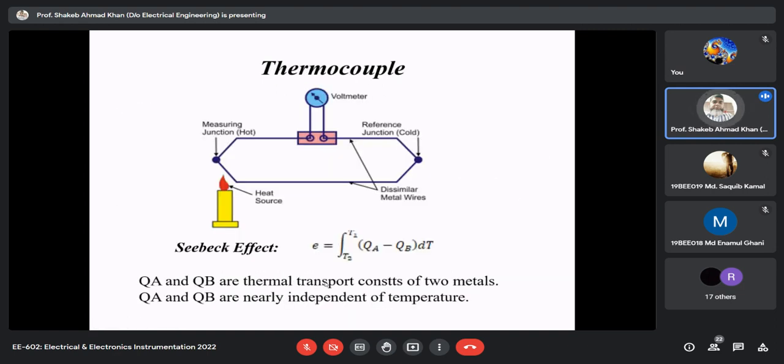Now I'm coming to the thermocouple as a temperature sensor. This is whatever I discussed till now about the thermocouple. Now, how can we use this setup for temperature sensing? Can anybody tell me, having any idea about this? The application of a thermocouple as a temperature sensor.